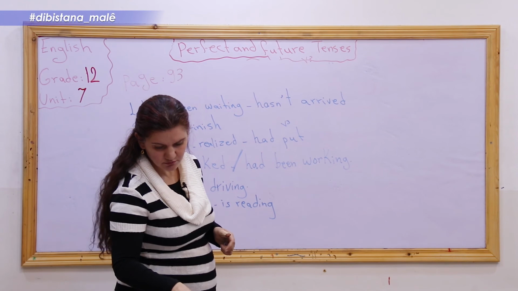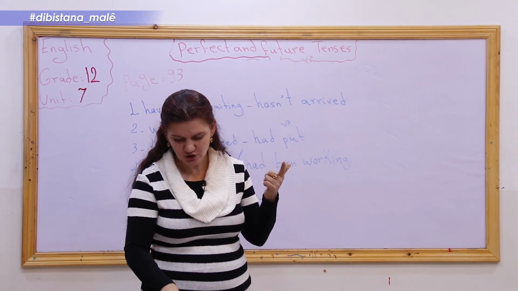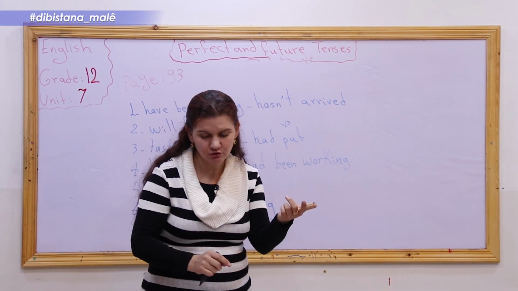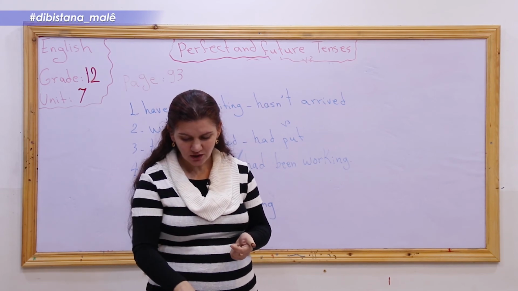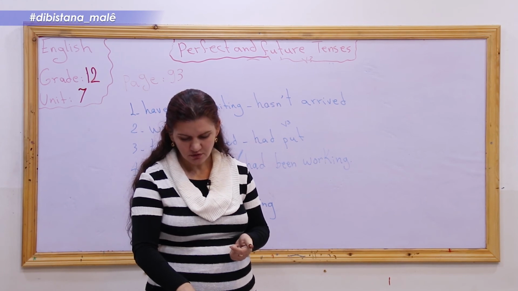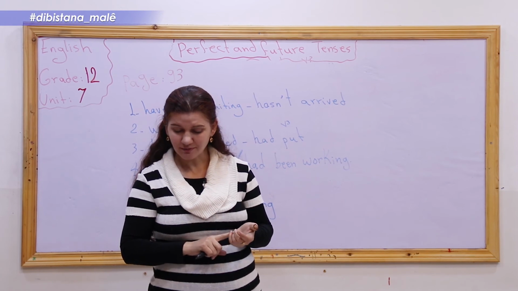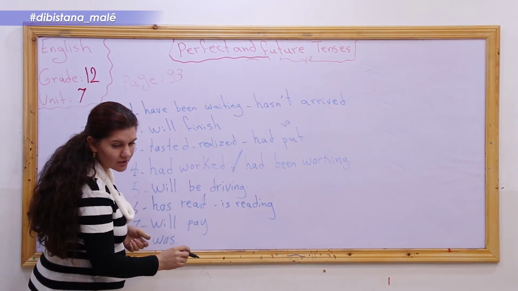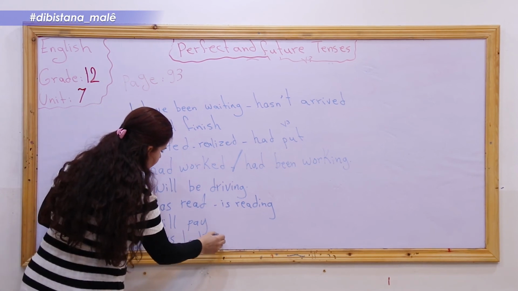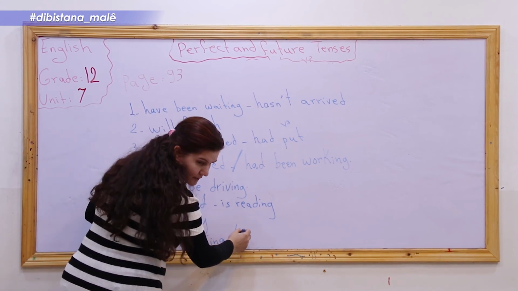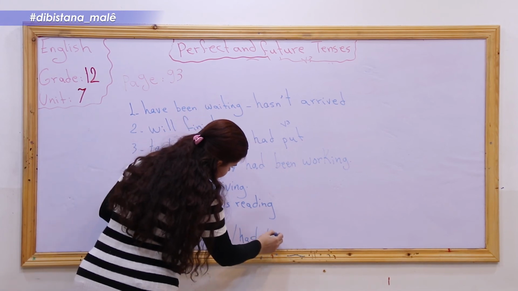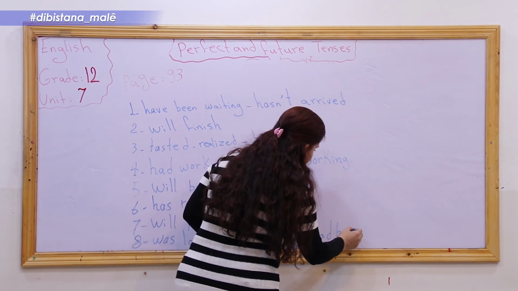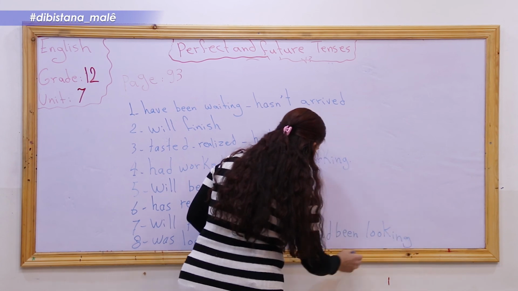Number 8 and the last one: I look for my keys for almost an hour when I realized they were in my hand the whole time. Realized is simple past. For the first verb, it could be past continuous, was looking, or past perfect, had looked, or past perfect continuous, had been looking. All of them are acceptable.